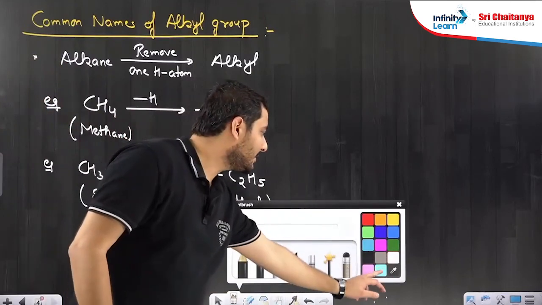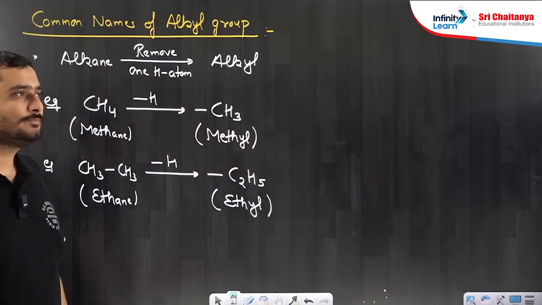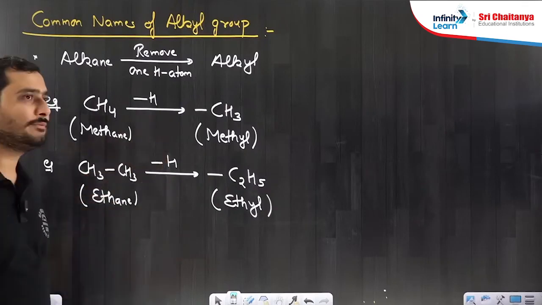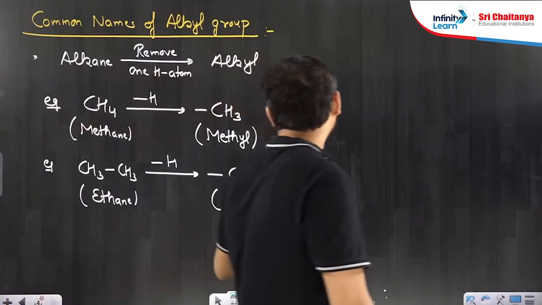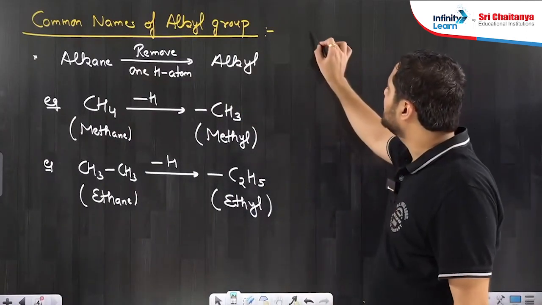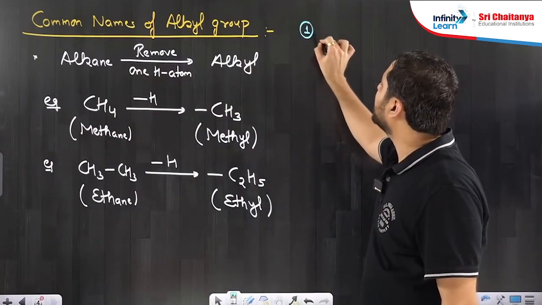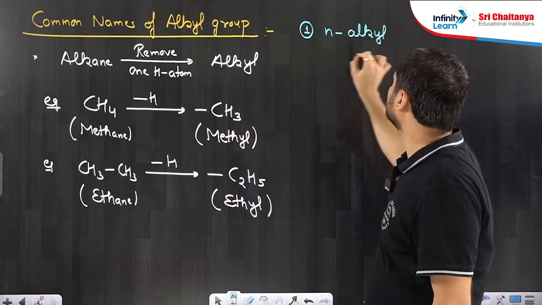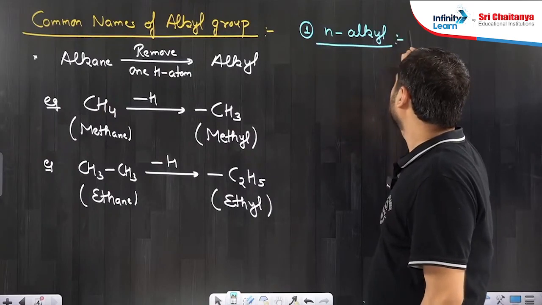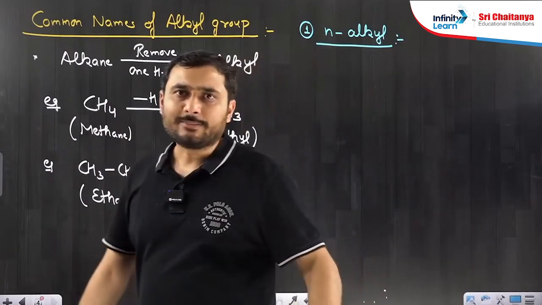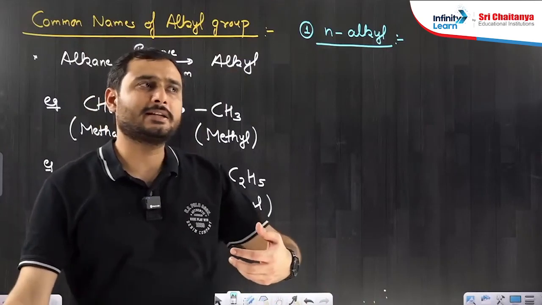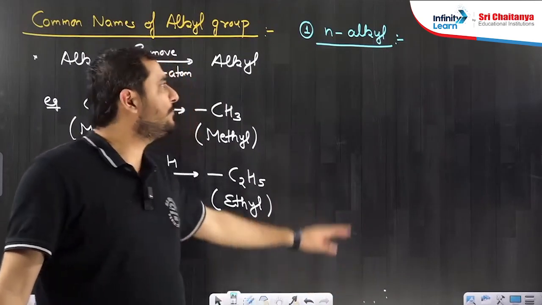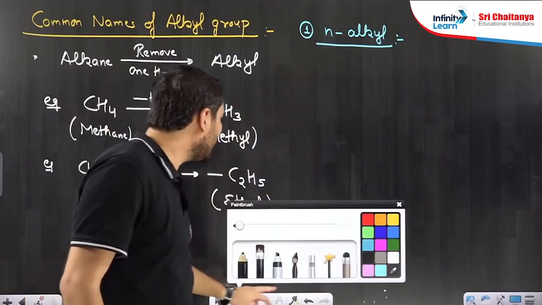Any doubt in this? What is the meaning of alkyl group? These are substituents which are obtained by removal of one hydrogen atom from alkane. Now there are different types of alkyl groups. The first type of alkyl group is normal alkyl. Different types of alkyl are possible: normal alkyl, isoalkyl, neoalkyl, secondary, tertiary. First we are going to discuss normal alkyl.